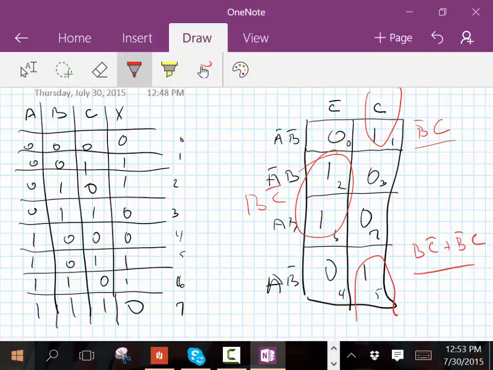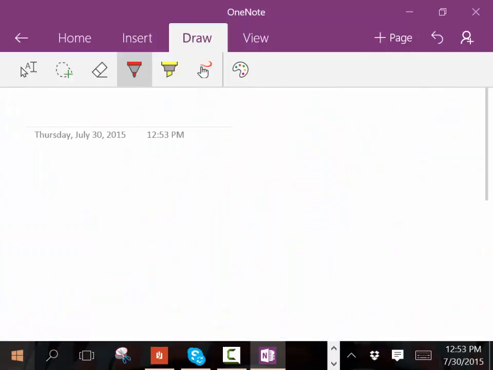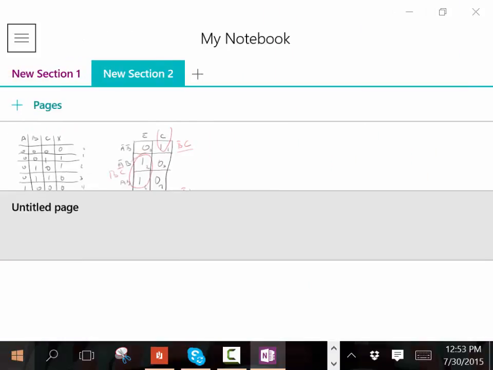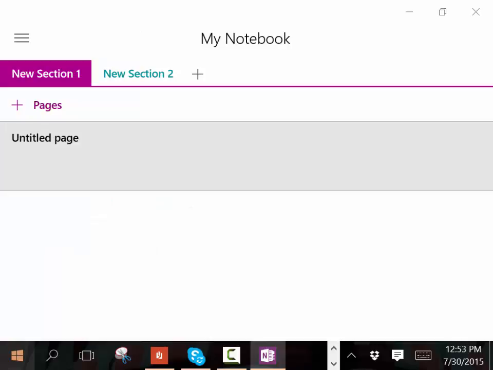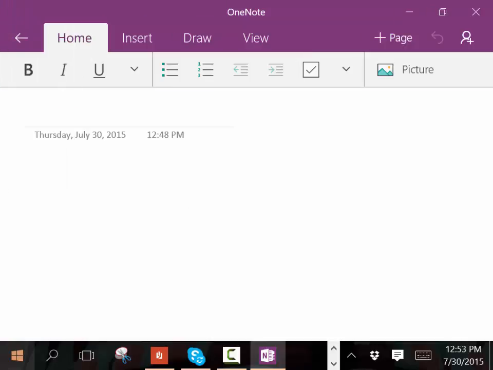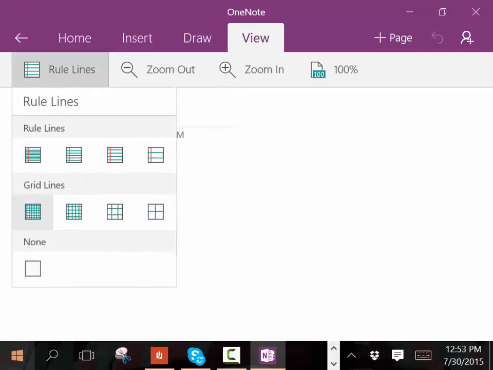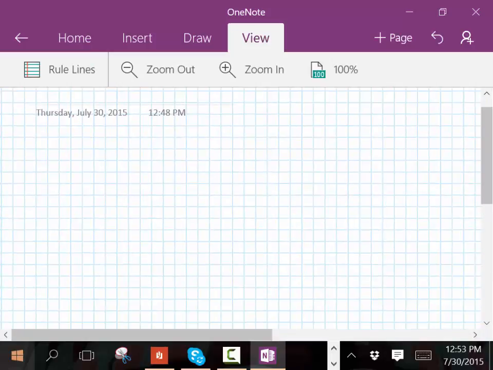And let's just do it again. It doesn't hurt to do this multiple times, because you're going to be expected to do at least one of each of these. So again, the same thing. It just makes it easier if I put the rule lines on here.